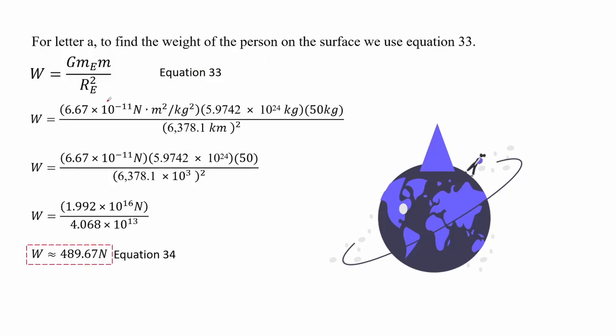For letter A, to find the weight of the person on the surface, we use equation 33. We substitute the values and carefully consider the magnitudes of the given so that they can be utilized correctly. We get that the weight of the person on the surface of the Earth is about 489.67 newtons, shown in equation 34.